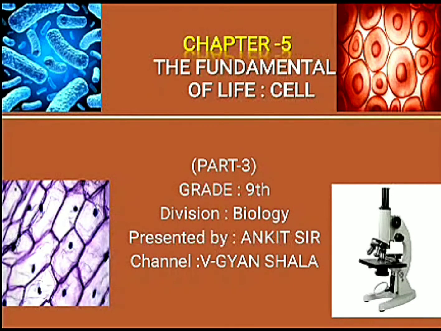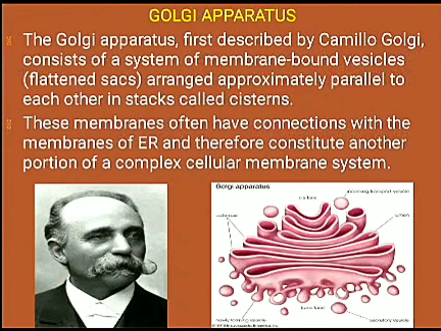Hello friends, welcome to the third part of chapter number 5, the fundamental unit of life of grade 9th. In the previous video, we have discussed up to endoplasmic reticulum and its types, since endoplasmic reticulum is one of the organelles which is found in cytoplasm. Now today we are going to learn about some other organelles which are also found inside cytoplasm of the cell. One of them is Golgi apparatus.